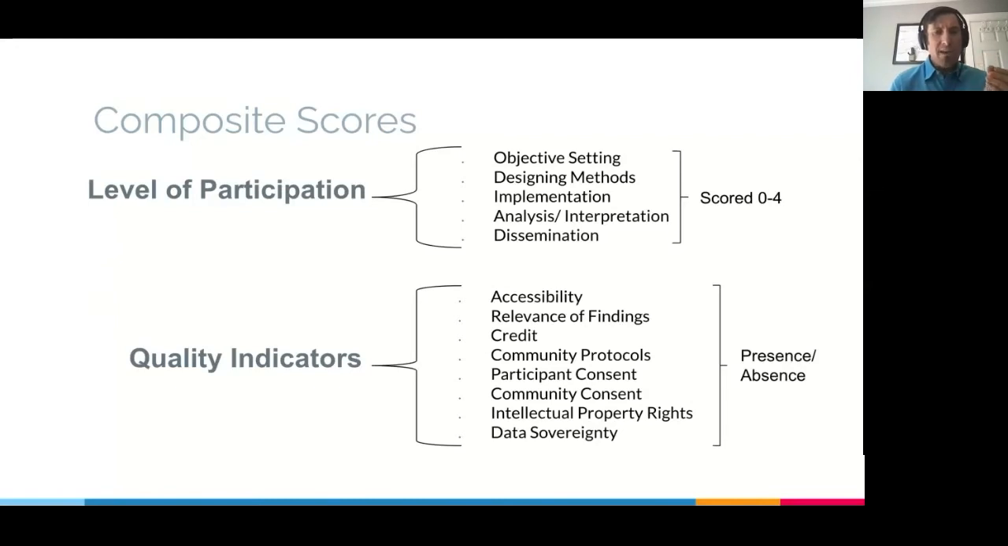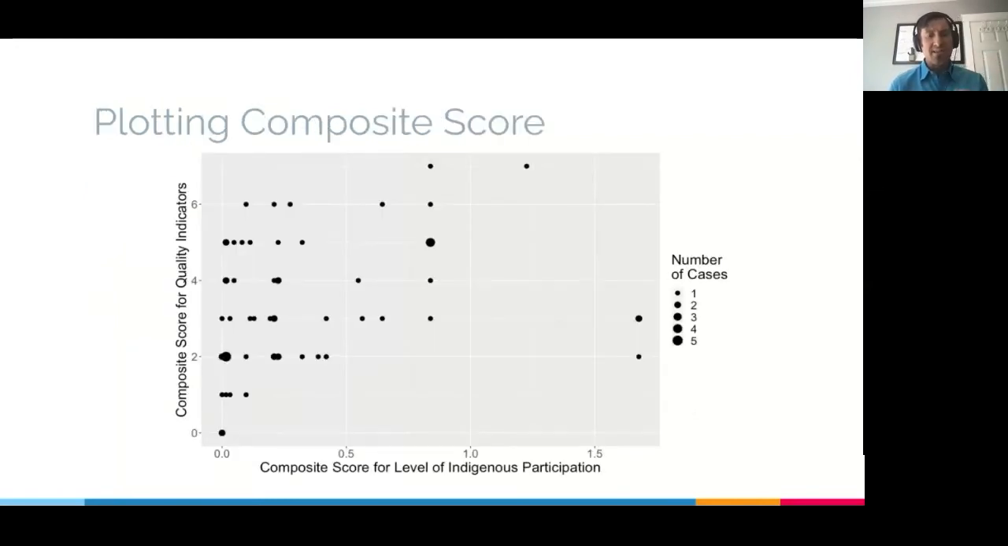Now, from there, we can then plot all 62 cases, and you see that in the scatter plot here. This includes all 62 cases, and moving from left to right, you increase in the level of Indigenous participation, and moving from bottom to the top, you increase in the presence of the number of quality indicators.